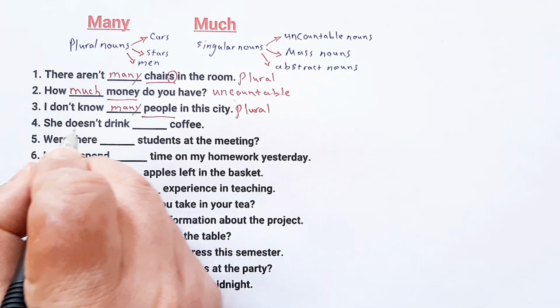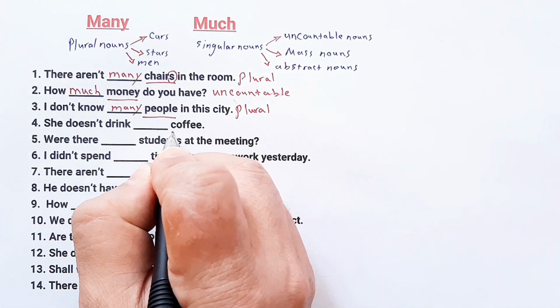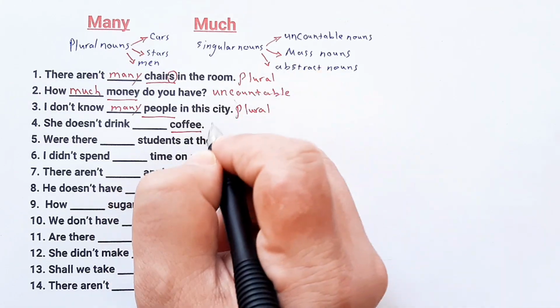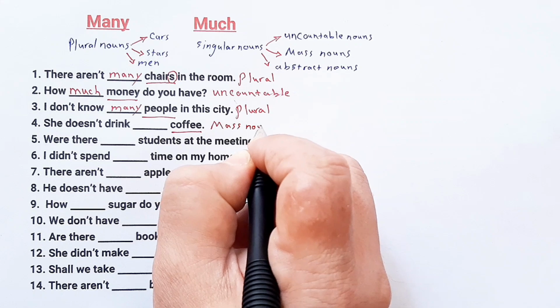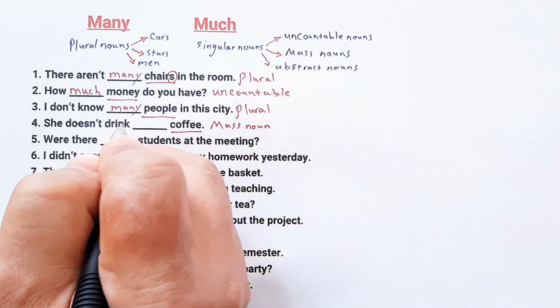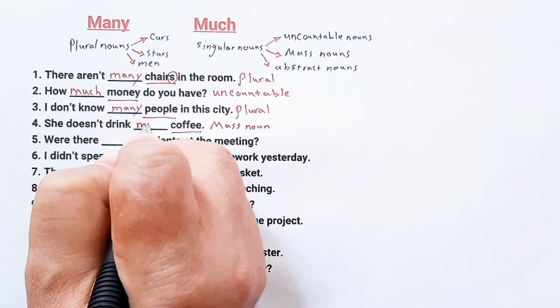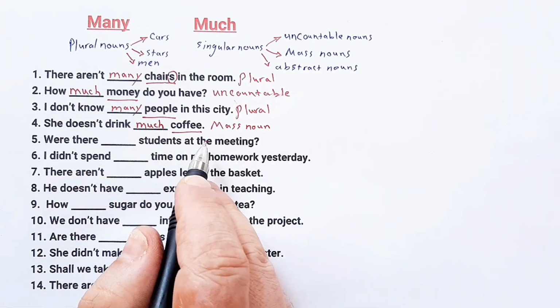Number 4, she doesn't drink blank coffee. What is the answer? Coffee is a mass noun. So it's singular. For them, we use much. She doesn't drink much coffee.